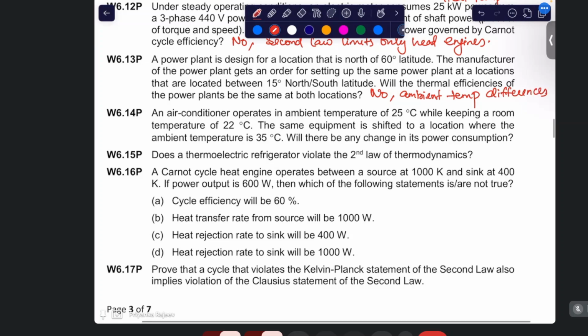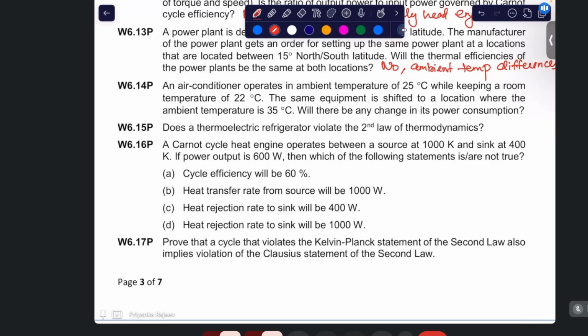Okay. Now, 14th question. An air conditioner operates in ambient temperature of 25 degrees centigrade while keeping a room temperature of 22 degrees centigrade. The same equipment is shifted to a location where the ambient temperature is 35 degrees centigrade. Will there be any change in its power consumption? Okay. So, power consumption will increase because the temperature has shifted. From 35 to 22 is bigger. So the system COP is going to be lower. Why? Because the delta T is higher, right? So more power is drawn for the same cooling.